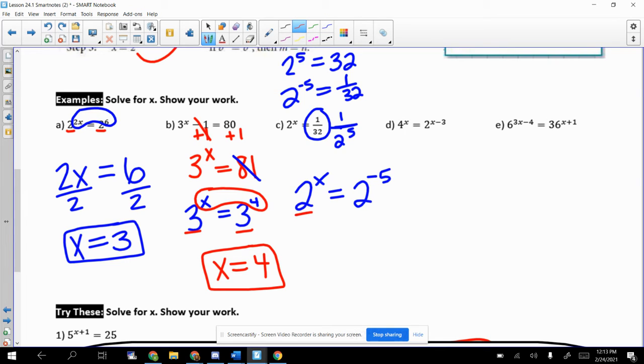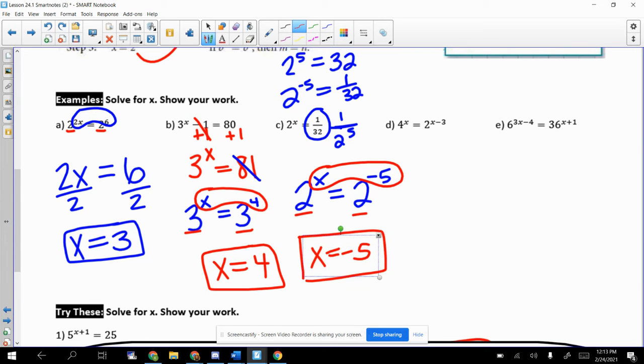But now we have the same base, 2 and 2. So all you have to do is set these equal to each other, the exponents, and you should be getting x equals negative 5. And that one kind of solved itself as well. Okay, then we keep moving here.